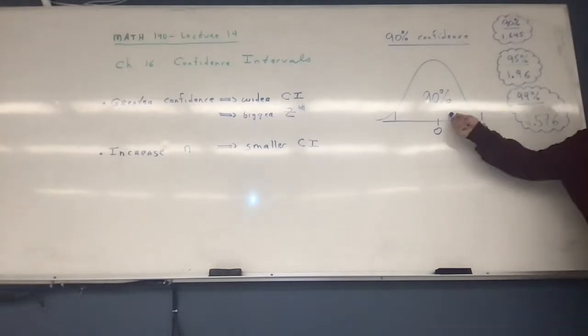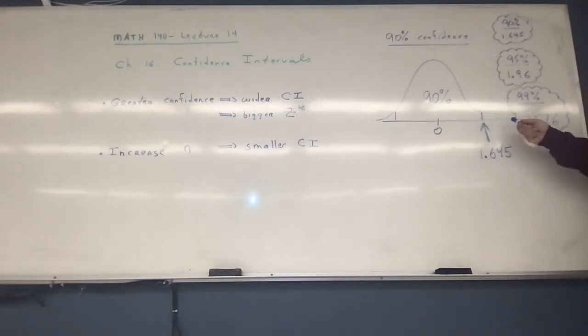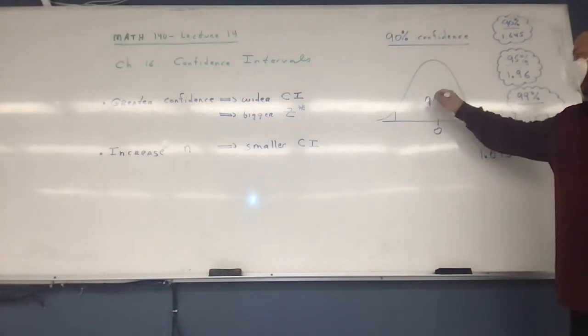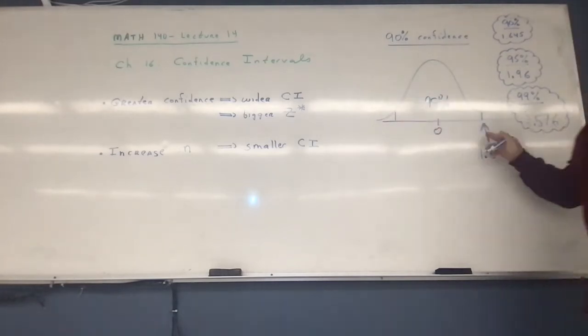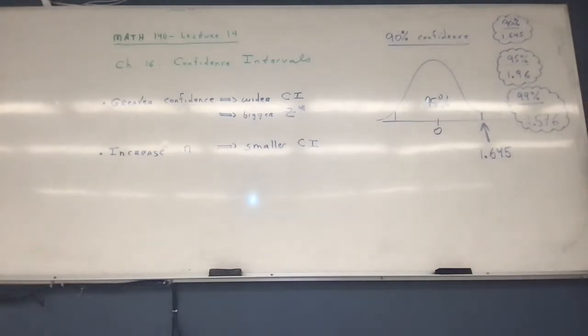Well, if there's 95% in the middle, how much is to the left of this point? Is it 100? No, how can it be 100? There's still some to the right. If the middle is 95%, 2.5. So how much is to the left of this point? 97.5. Yeah, that's exactly it. 99.5. That's exactly it.